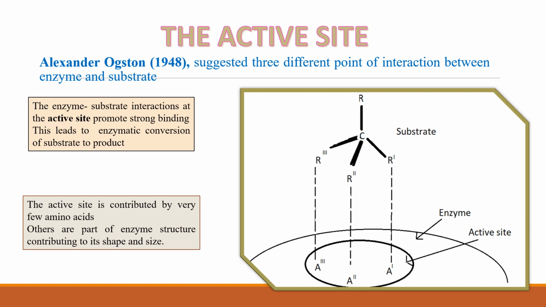This particular active site is contributed by very few amino acids. The enzyme is a protein having many amino acids, but this catalytic site, the site which has the active site, is contributed by very few amino acids, while the rest of the amino acids contribute to the structure and shape and size of the enzymes. So this interaction will enable strong binding between enzyme and the substrate, resulting in enzyme substrate complex formation, and thereby the substrate is later on converted into product.